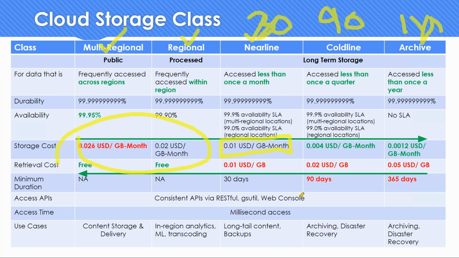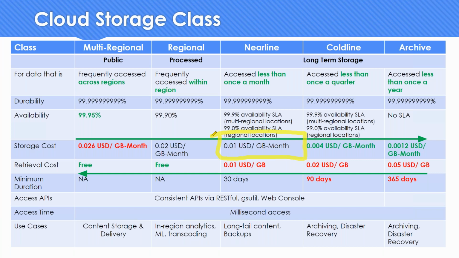Now you see there is a cost. Once in a month, if you're storing it for a month, the storage cost reduces drastically, almost half of it, 0.01. But what is going to happen is every time you retrieve it, there's going to be a retrieval cost. This can become a little expensive. So you should decide how frequently the object is going to be accessed.